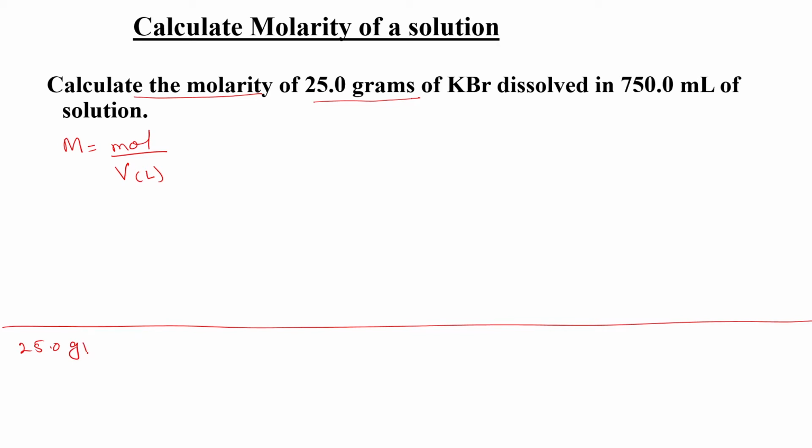25.0 grams of KBr. If you add the masses of potassium and bromine from the periodic table, you will find the molar mass of KBr. So 1 mole of KBr, potassium bromide, is 119.00 grams. So you have 0.210. We have 3 sig figs here, 5 sig figs here, so your answer with 3 sig figs is 0.210 moles of KBr. The second unit conversion that we have to do is to convert 750 mL to liters. So let's do this here.